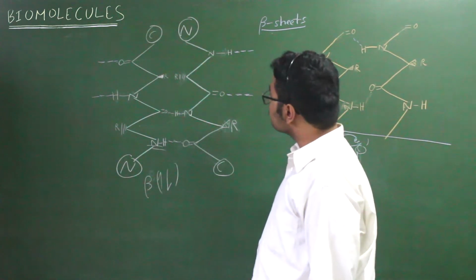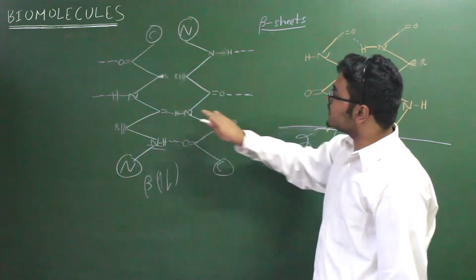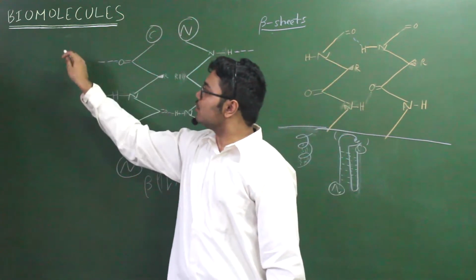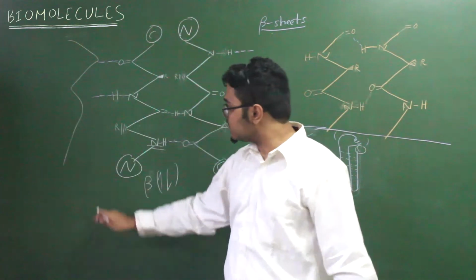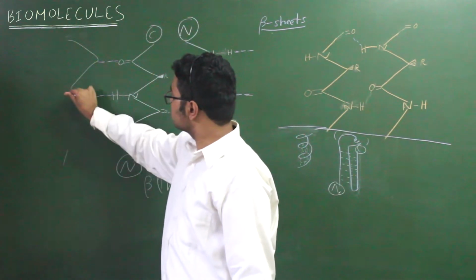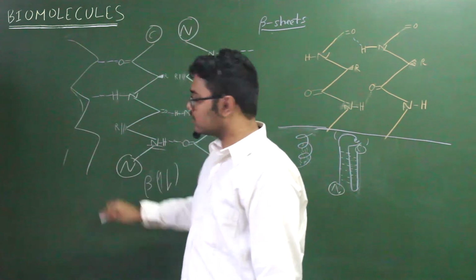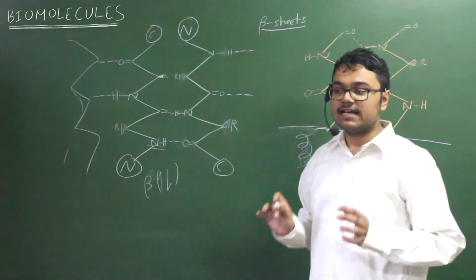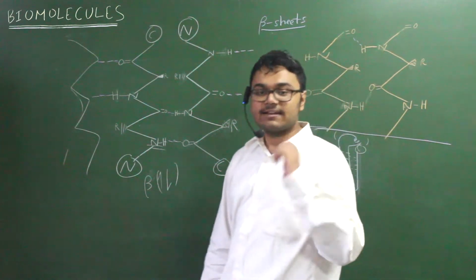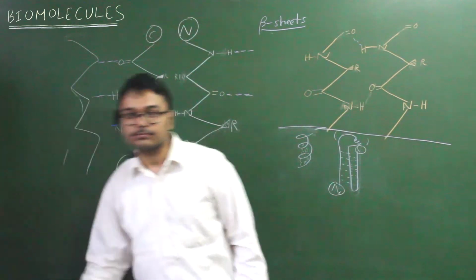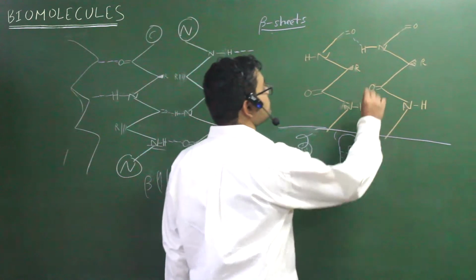Okay. Also, you can see that I have these free bonds on either side, and they can bond on to similar sheets, the similar strands that form like this. Okay, that is the beta anti-parallel case. Now let's take a look at the beta parallel case. This is the beta parallel.